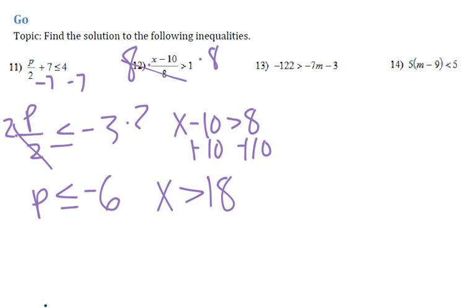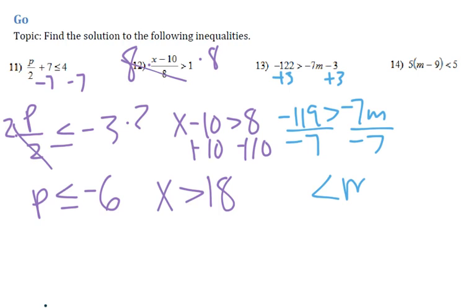Okay, right here we would add 3. So negative 119 is greater than negative 7m. Divided by a negative 7 causes us to flip our inequality. And we get negative 119 divided by negative 7 is 17 is less than m.